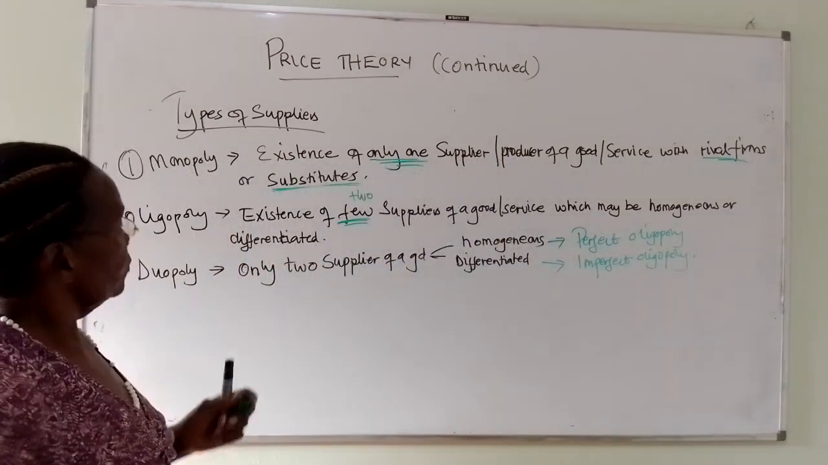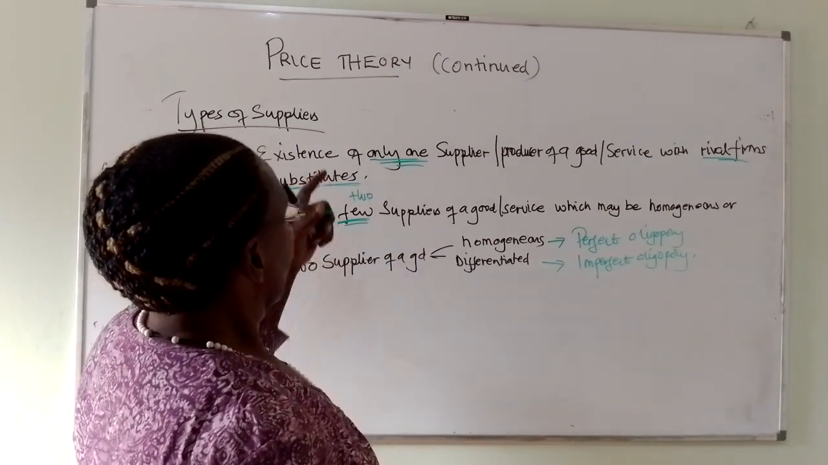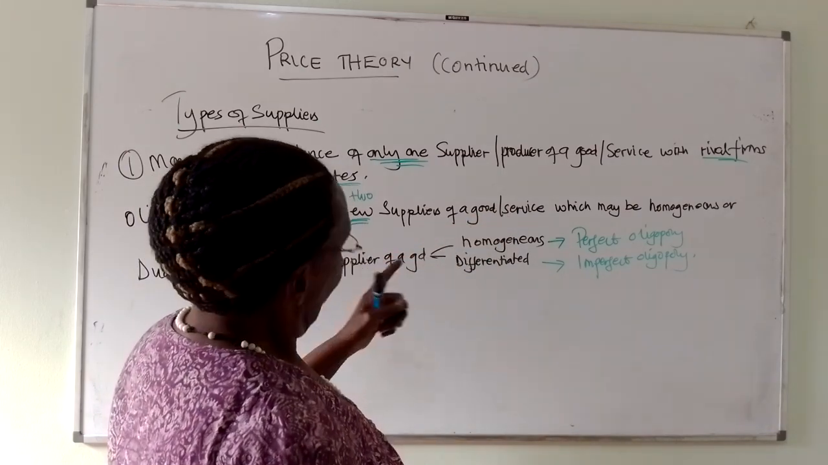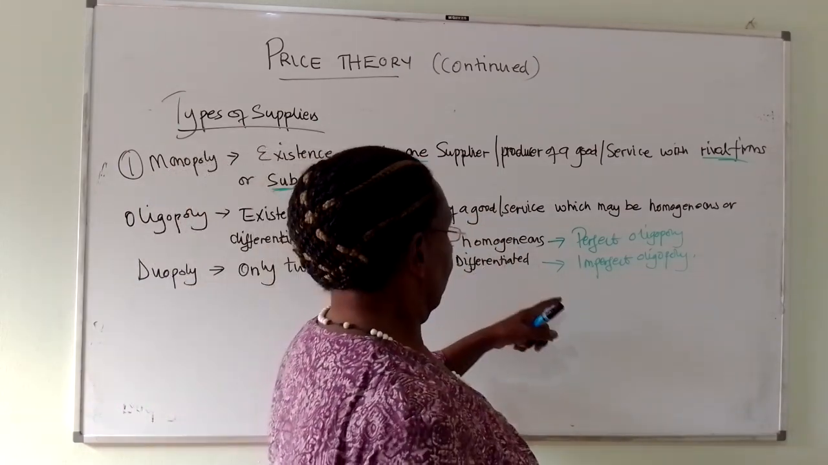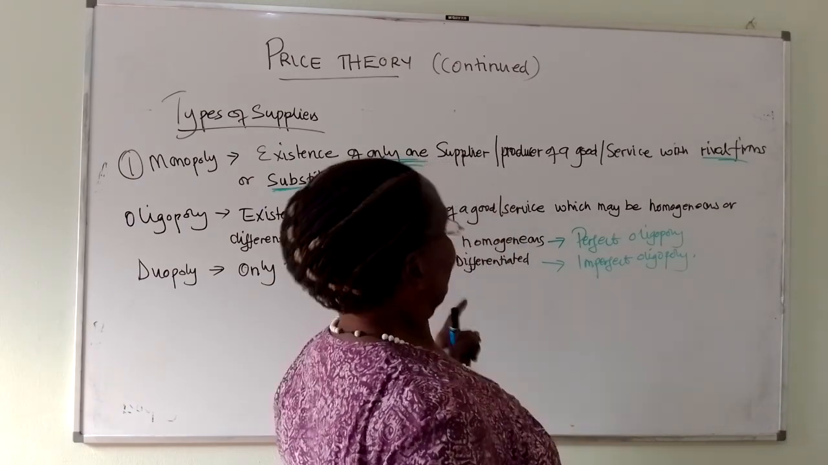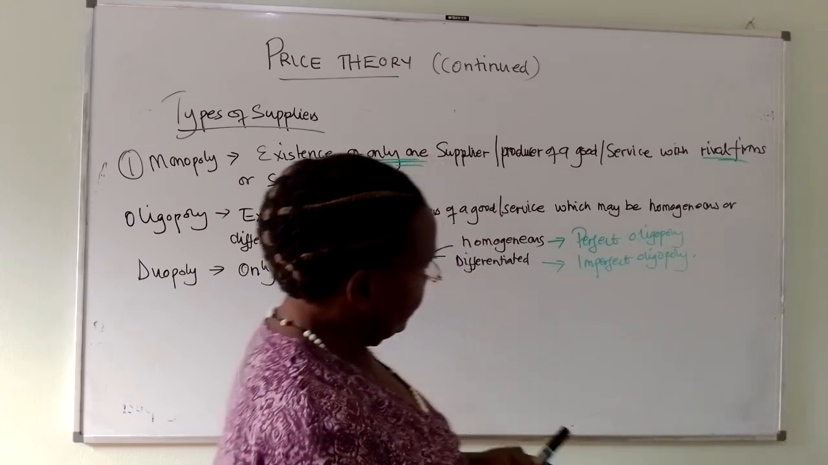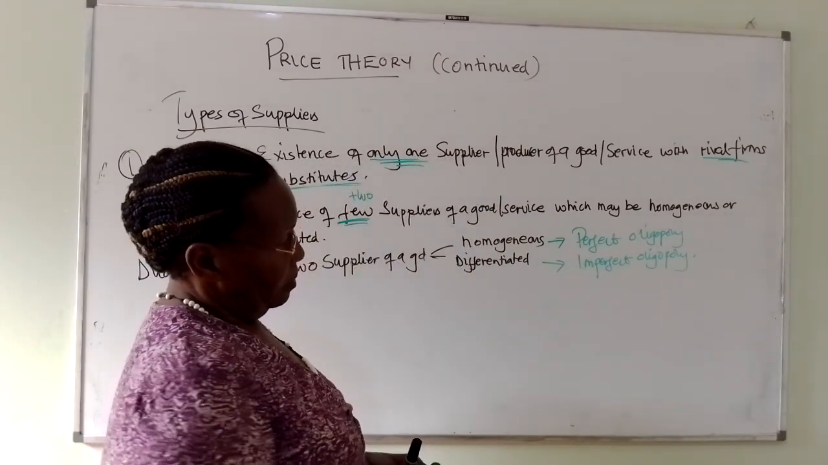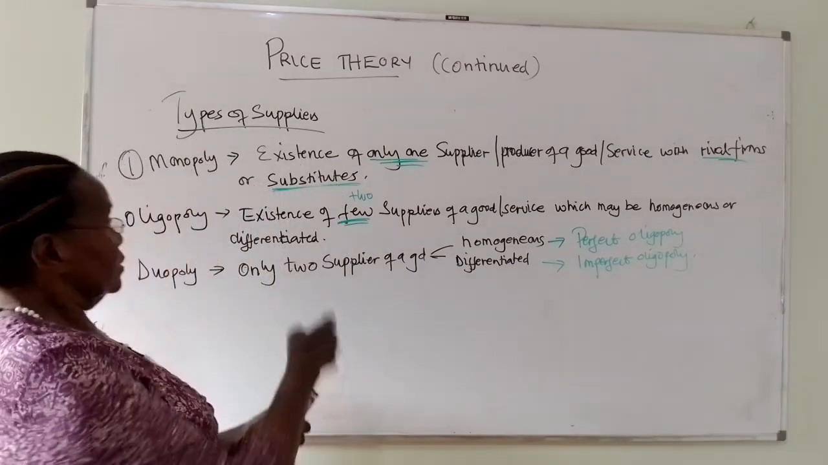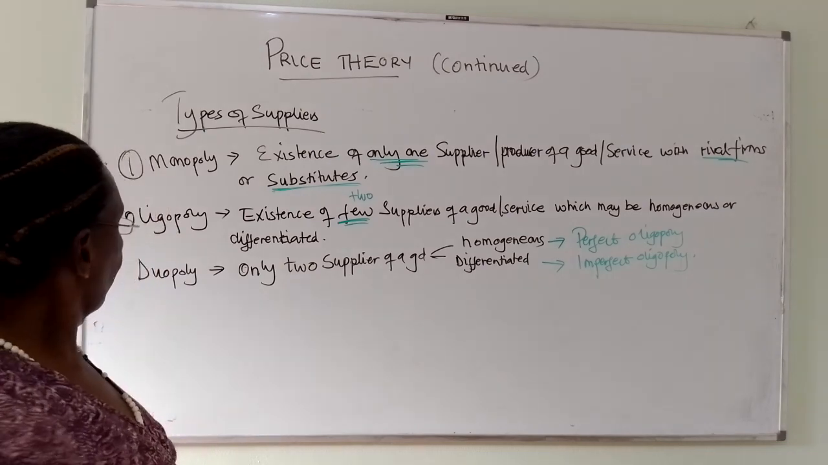So duopoly, only few sellers. They may be as few as two, and they may be dealing commodities which can either be differentiated or homogeneous. Where the commodities are differentiated, it is imperfect oligopoly. But where they deal in exactly the same or similar products, then we refer to that one as perfect oligopoly. We shall expound more on it when we come to these market structures in the topic of production.